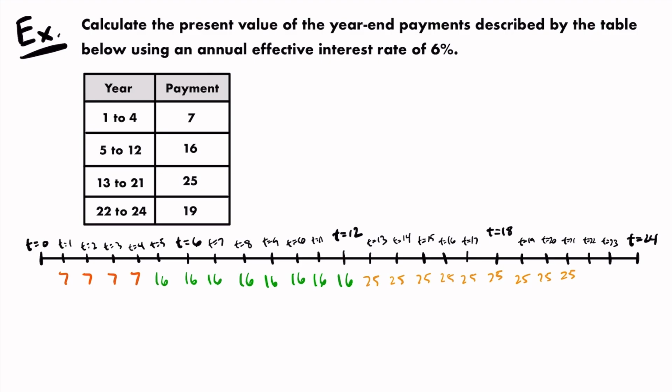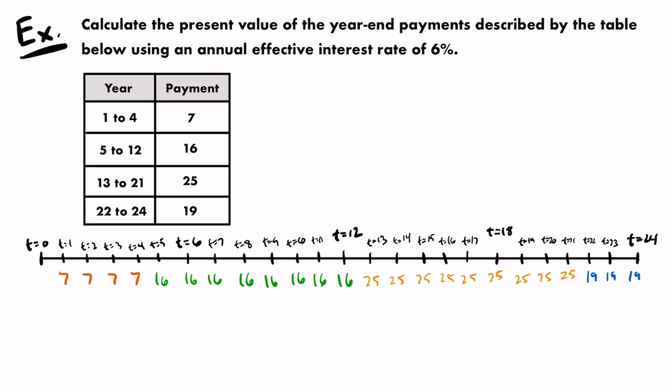And then for the last 3 years, from year 22 to year 24, we have $19 payments. So we'll do 19, 19, and 19. Okay, now I'm going to write out a lot less work than I did last time. I'm going to show you how this method is a lot quicker.